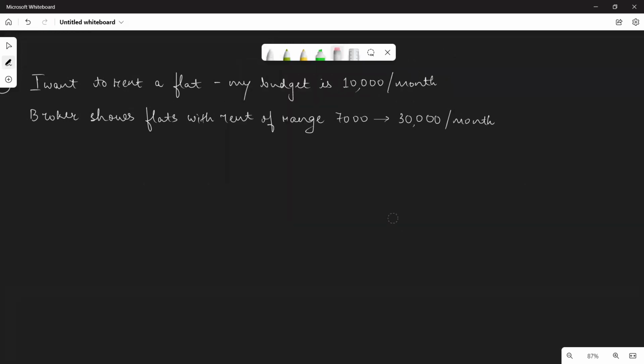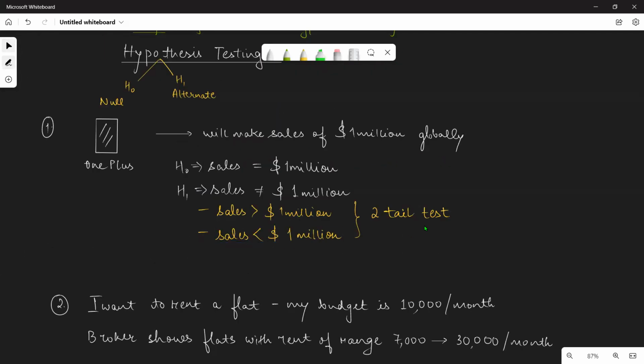also have to identify whether this is a one-tailed test or a two-tailed test. As of now, we have understood that this is a two-tailed test. Why is it a two-tailed test? Because we had two conditions inside H1. If we have just one condition inside H1, then what will we say? It is a one-tailed test, simple.